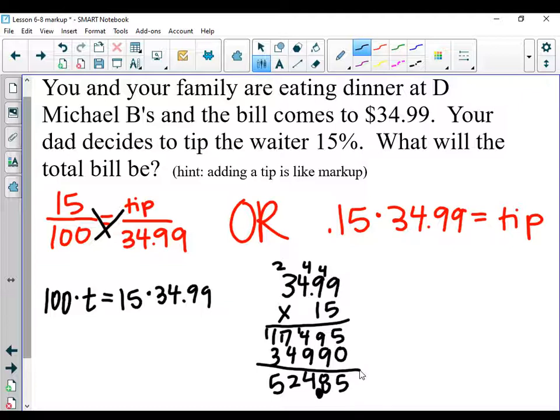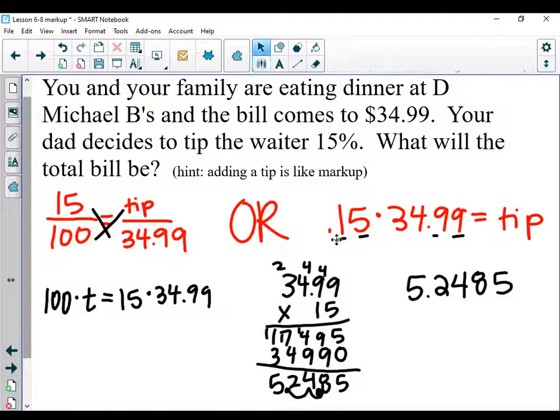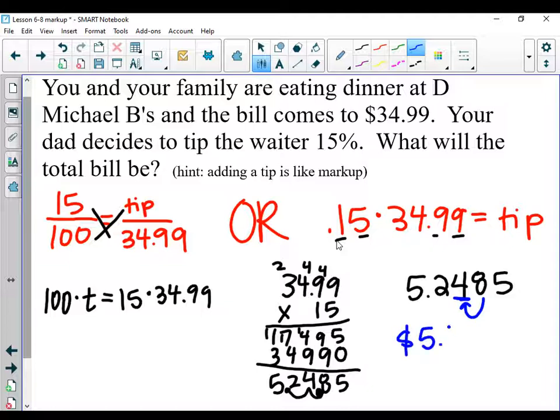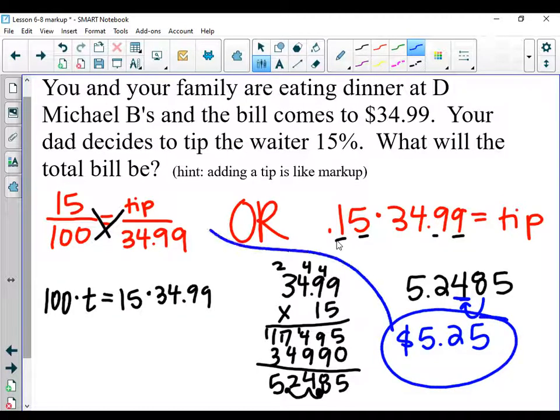Proportioners, if you divide by 100, that's 2 more spots to the left. Equationers, you have immediately 4 spots. Now, does money have 4 decimal spots anyway? Nope. 8 tells 4. Round up to 5. So the tip that your family is going to leave is $5.25.